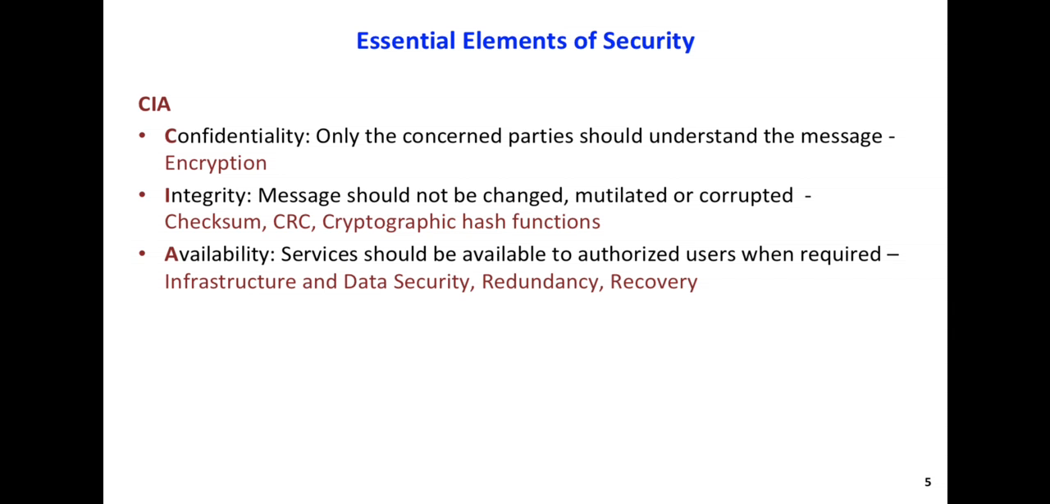Availability is saying that it's always available to authorized users. Of course, leave aside the maintenance downtimes and so on. But if you are an authorized user, you should be able to use the service and should be able to access the network. So this involves the infrastructure security and data security. So your network should not be attacked and the devices should be secure and they should not be unavailable to you. The data, of course, that is stored and flows in the network should be secure.